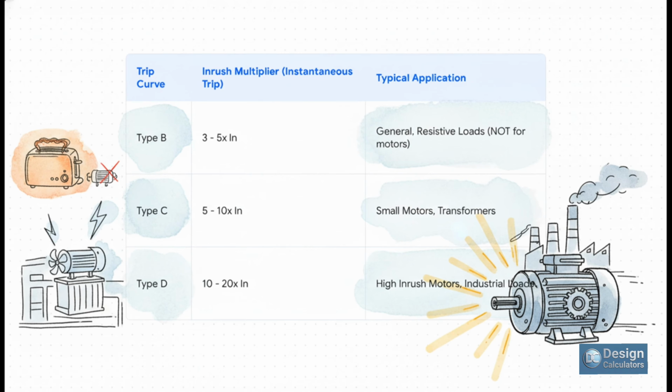A type C can handle a spike of 5 to 10 times its rating, so it's usually good for smaller motors. But for those really big, beefy industrial motors, you've got to go with a type D. It's designed to hang on all the way up to 20 times its rating, which gives that motor all the time it needs to get up to speed.